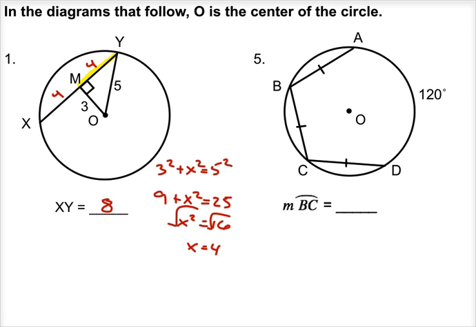Looking at number 5, I'm trying to find the measure of arc BC. And I notice since there are 3 chords the same size, I'm going to end up getting 3 arcs the same size, and BC happens to be one of those. I know a complete circle is 360 degrees, so if I take 360, subtract the 120 that I have for AD, I end up with 240. And then if I divide that 3 ways between the 3 arcs that are left, I end up getting 80.